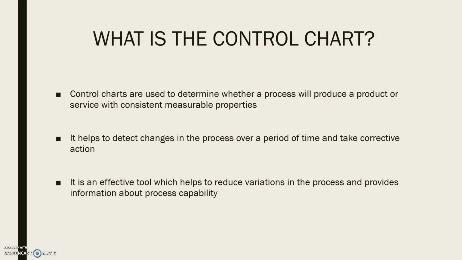Okay, what is the control chart? Control charts are used to determine whether a process will produce a product or service with consistent measurable properties. It helps to detect change in the process over a period of time and take corrective action. It is an effective tool which helps to reduce variations in the process and provide information about process capability.